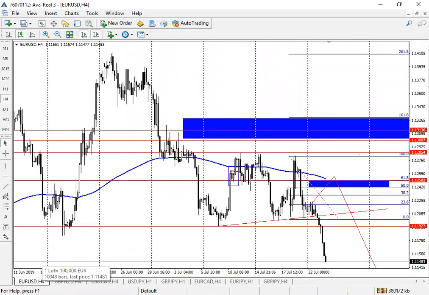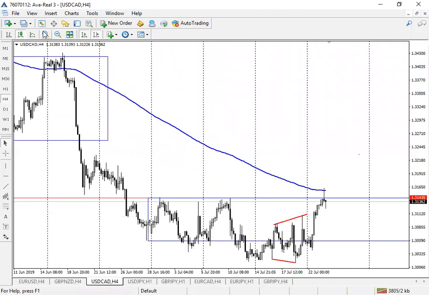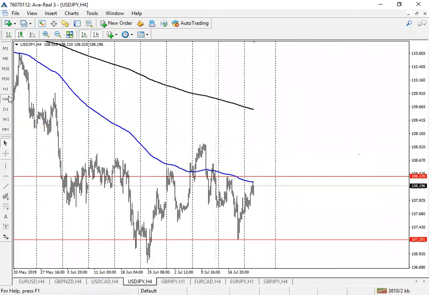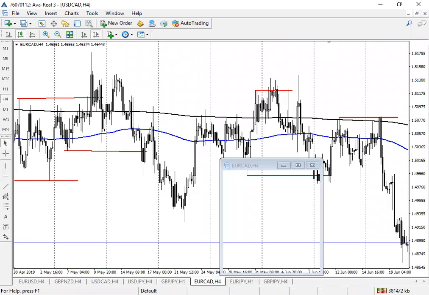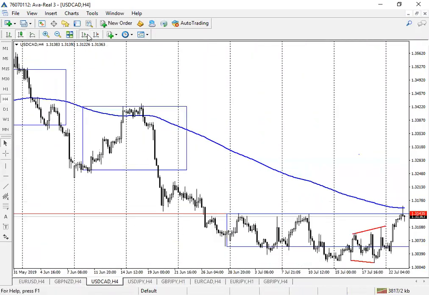I think we had a very decent example of what I was talking about. Not quite sure which market it was. I think it might have been the USD CAD. Okay, let's just go back there.